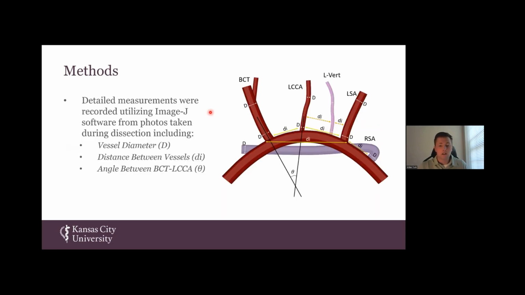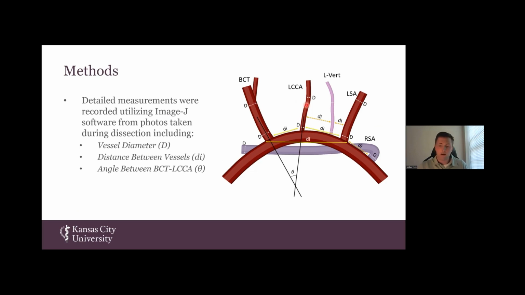So then from there, with the images that I took, I performed measurements included in this figure, and I'll kind of walk through what I did there. So for each of the vessels, I took both proximal and distal diameters of the vessels. And this was done within 1 centimeter of its origin for the proximal measurement. And then the distal measurement was at 30 millimeters or 3 centimeters from its origin.